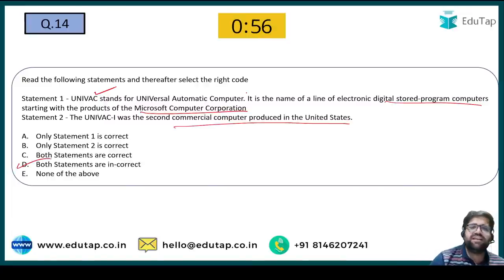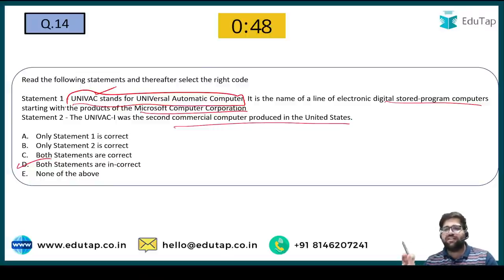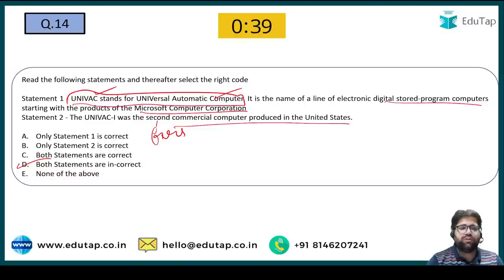Both of these statements are incorrect. Now, my dear friends, maximum of you read only UNIVAC stands for Universal Automatic Computer, and did not read the full line. Maximum of you will say the full form is right, so the first statement is correct. But in the second statement, it should be first. So these were the assumptions or heuristics which you brought into this particular question.